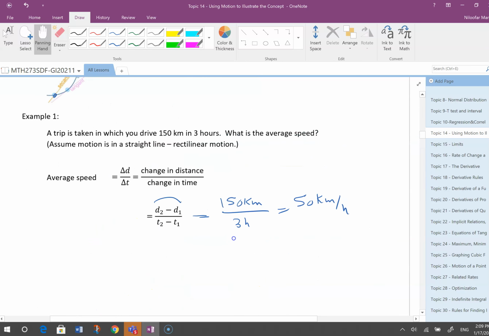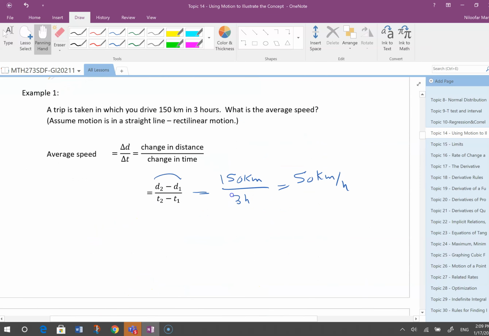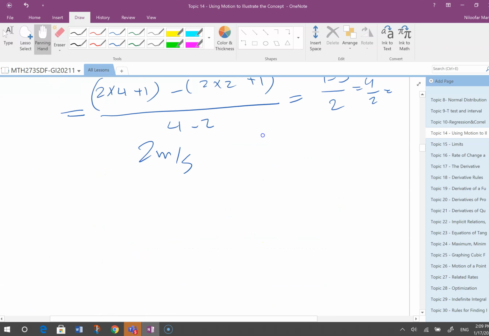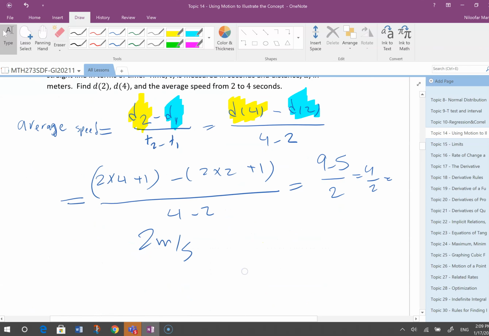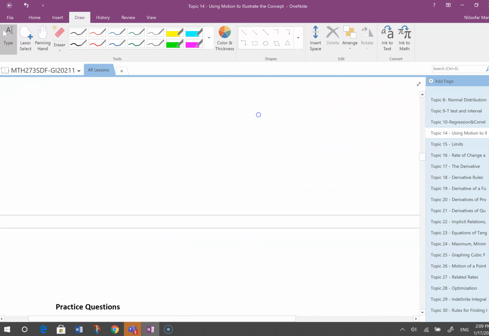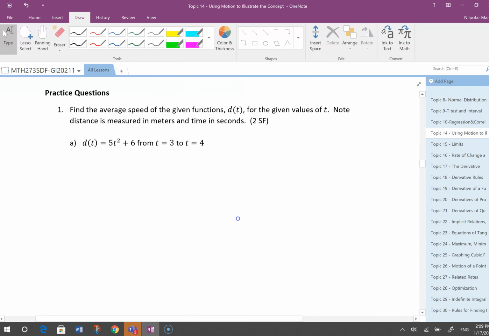For this question you had the change, you didn't know d2, d1, t2, t1, you just knew the change on top, change on bottom. And here you know t1 and t2, and you have to calculate d1 and d2 and then calculate the answer. So find the average speed of the given function for different t's.